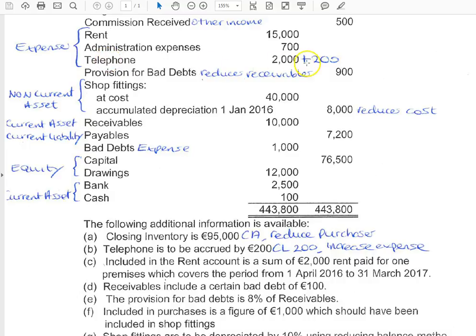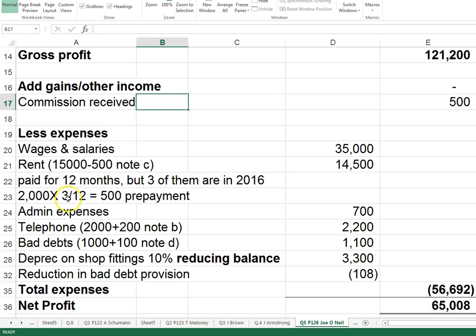Here it is here. And now that's going to be 2,200 in our expenses. So in our expenses here is the telephone, and it'll be 2,200. And I'll get to all the other expenses in time.